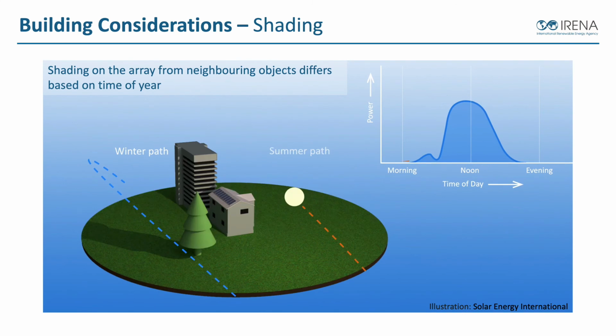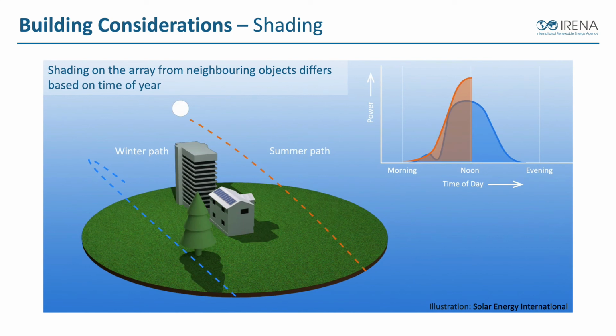Now, if we look at the summer path of that sun, because the tree is the location it is and the path of the sun is different in the summer, we may not have an impact from that tree at all during summer months. And that shadow is going to be not as long, so it doesn't actually see the array. So we're going to have more of a normal production in the summer and an impact in the winter due to that tree shadow.